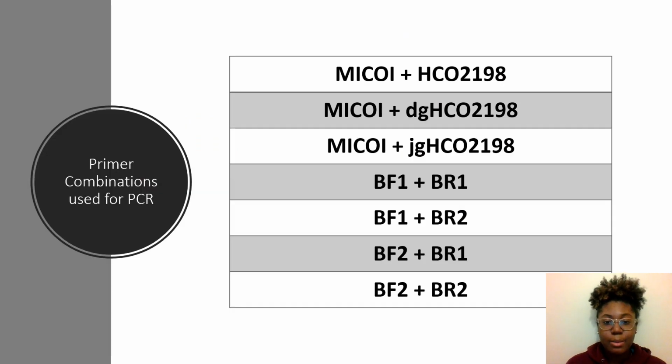Here is a table that summarizes the combination of primers we use to accomplish this. Note that the primers DG and JG are less specific. For example, they have a Y in their sequence, which allows it to pick up either a C or a G base within DNA.